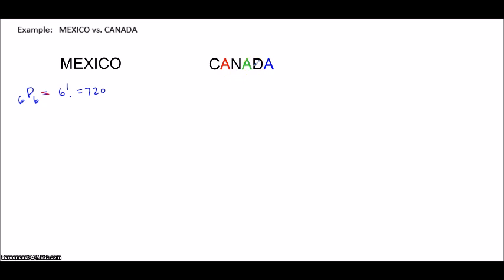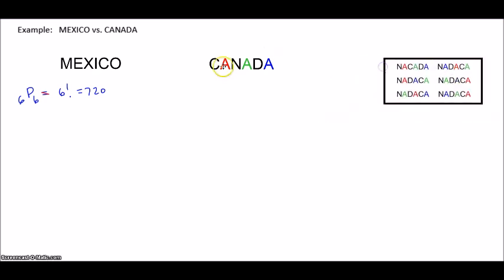Let's first make these A's distinguishable, meaning that they're not going to be the same letter. So I've indicated that here with these 3 different letters: a red A, a green A, and a blue A. If we were to go ahead and write the ways we could write the word Canada where the A's are in fact different like this, well, we'd get the same thing as Mexico. We'd get our 6 factorial arrangements and we'd be done with the problem.